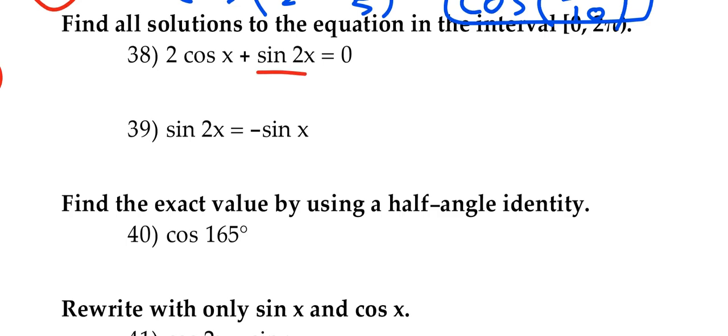It looks like we should do a substitution for sine 2x. So we look at our formula sheet for chapter 5, and what can we substitute? There's only one thing to substitute for sine 2x. That would be 2 sine x cosine x.